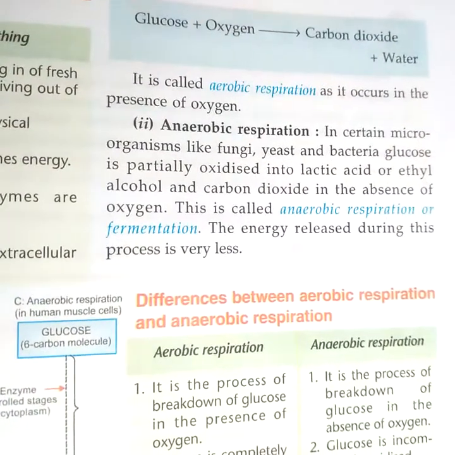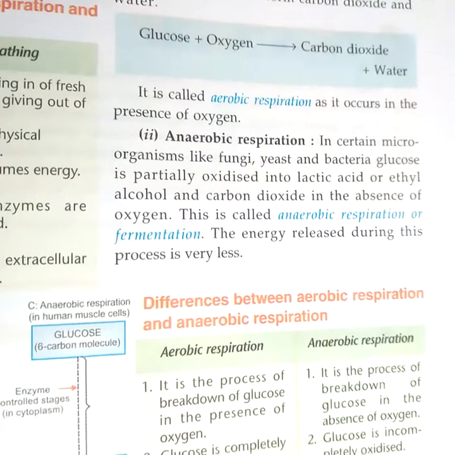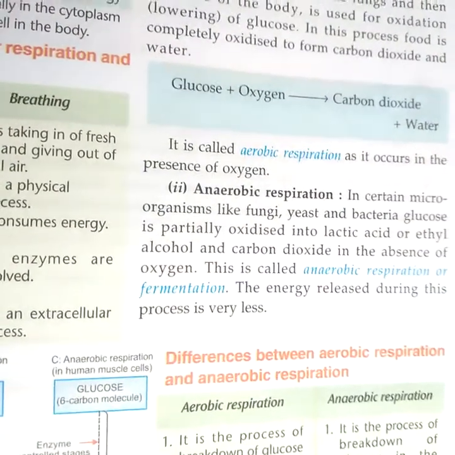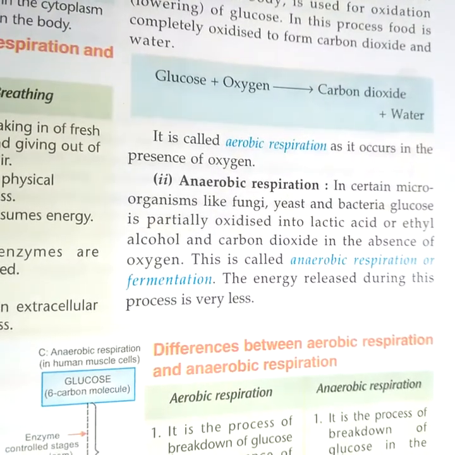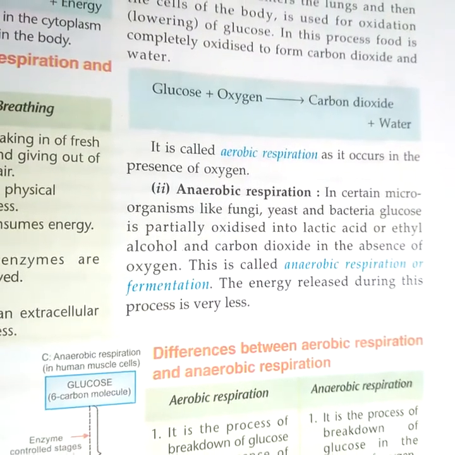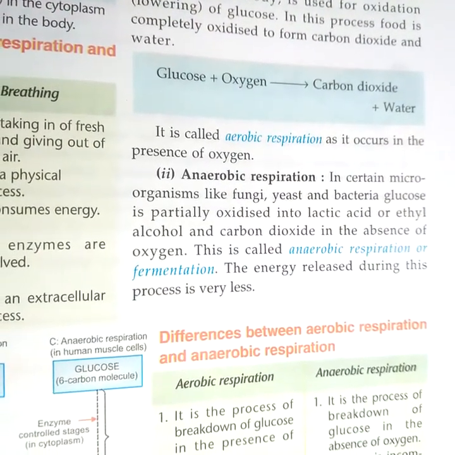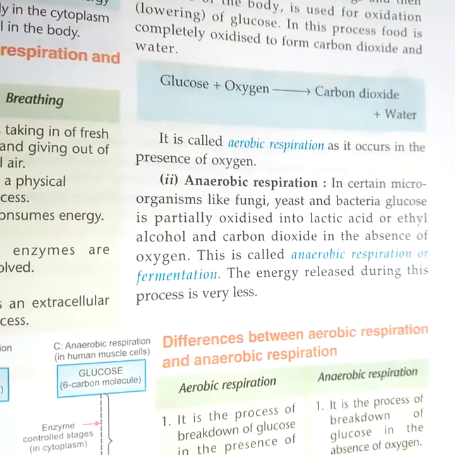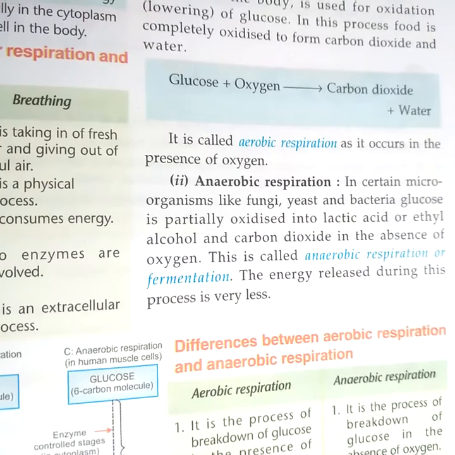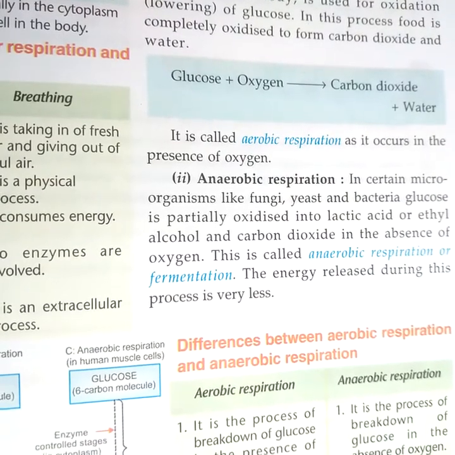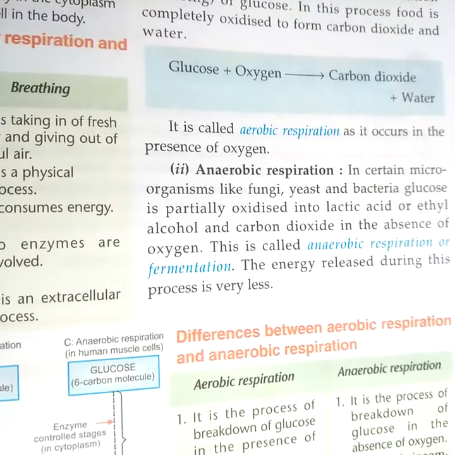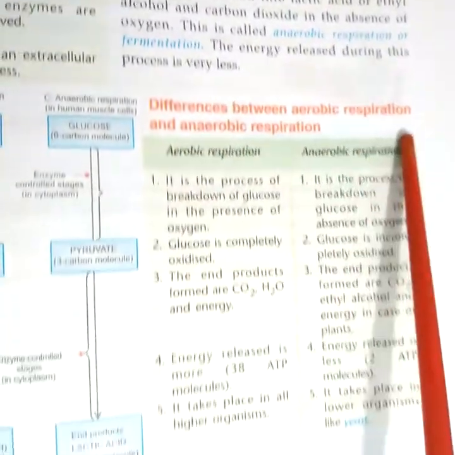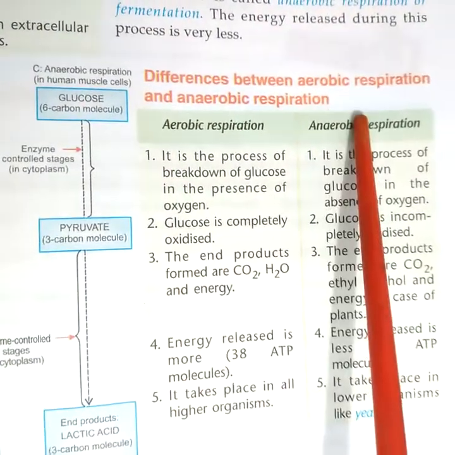And the second one occurs in human muscle cells. Here lactic acid is formed, and due to accumulation of lactic acid there are muscle cramps. Clear? Since this occurs in absence of oxygen or in lack of oxygen, this is called anaerobic respiration. Is it clear? Now, differences between aerobic respiration and anaerobic respiration.